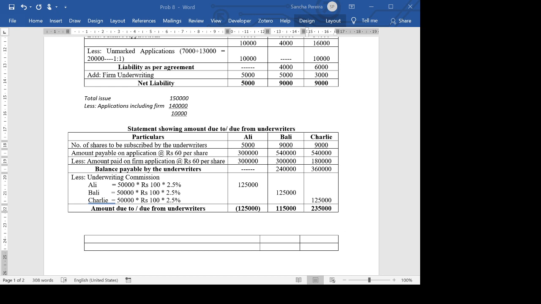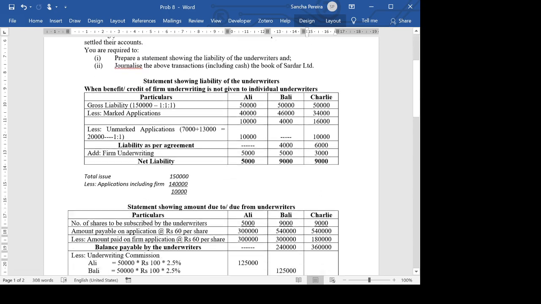Okay, so students, we have done these two statements. In case of Ali, the company has to pay the underwriters, but in case of Bali and Charlie, the underwriters have to pay the company. So we have already calculated that. And the last thing that we need to do is pass the journal entries in the books of the company. That's the last thing that we have to do to reflect all these transactions that have taken place.